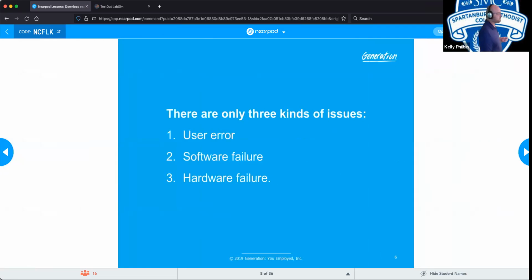All right. So there are only 3 kinds of issues in general. You have your hardware failure. It's basically, if it's physical and you can touch it and it broke. And then you have a software failure, which is the programs installed on the computer are not functioning in a way that they should. And then you have the most common computer error, which is user error. This is hands down, the vast majority of the calls you receive will be user error.